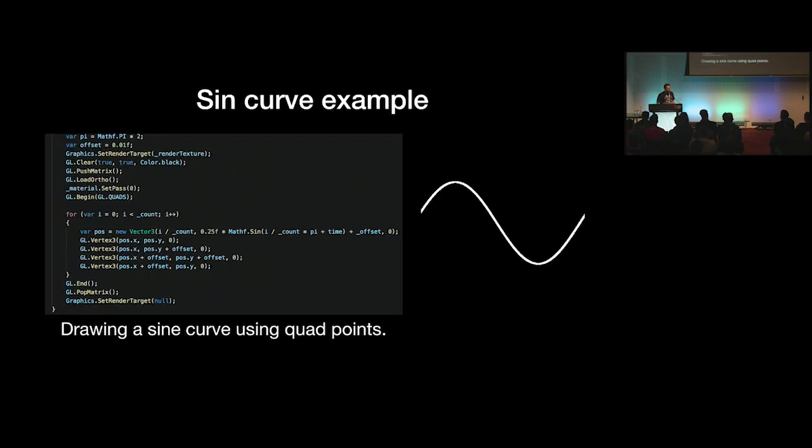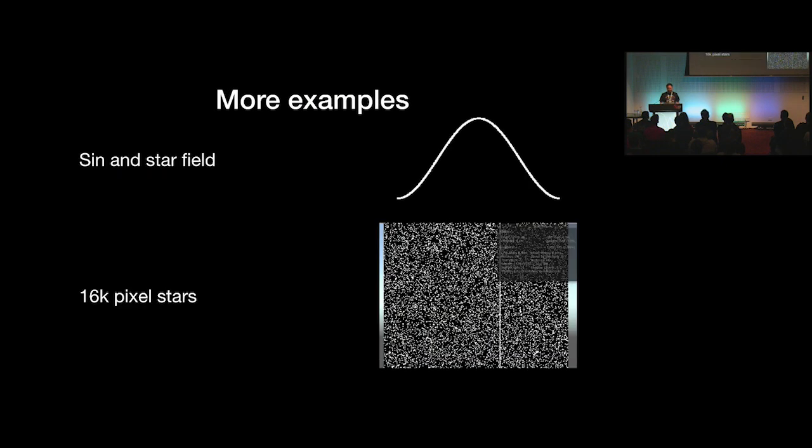So here's one example. You can render a sine curve. Exact same code as before, but just what's in the middle. For every single point on the sine curve, I just draw 4 vertices using GL vertex, and loop through how many I want, and it draws that sine curve right there. So that's like one kind of procedural texture. And here are some more examples, like the sine curve.